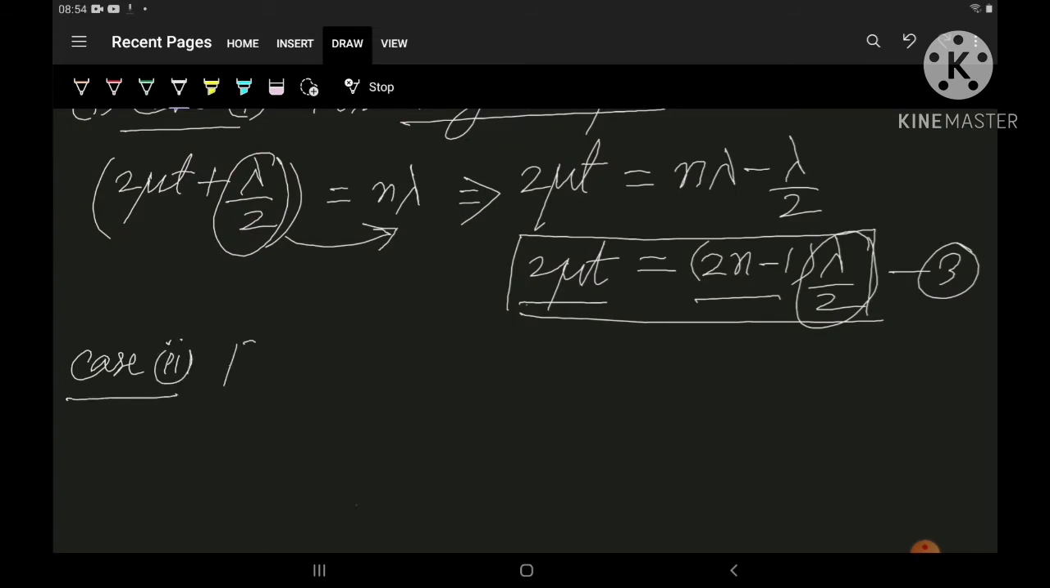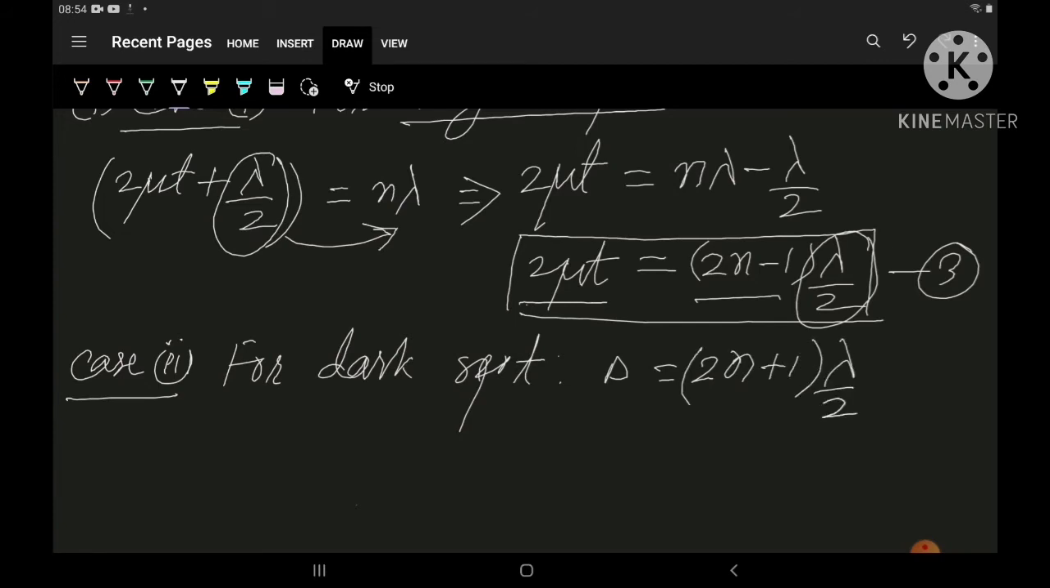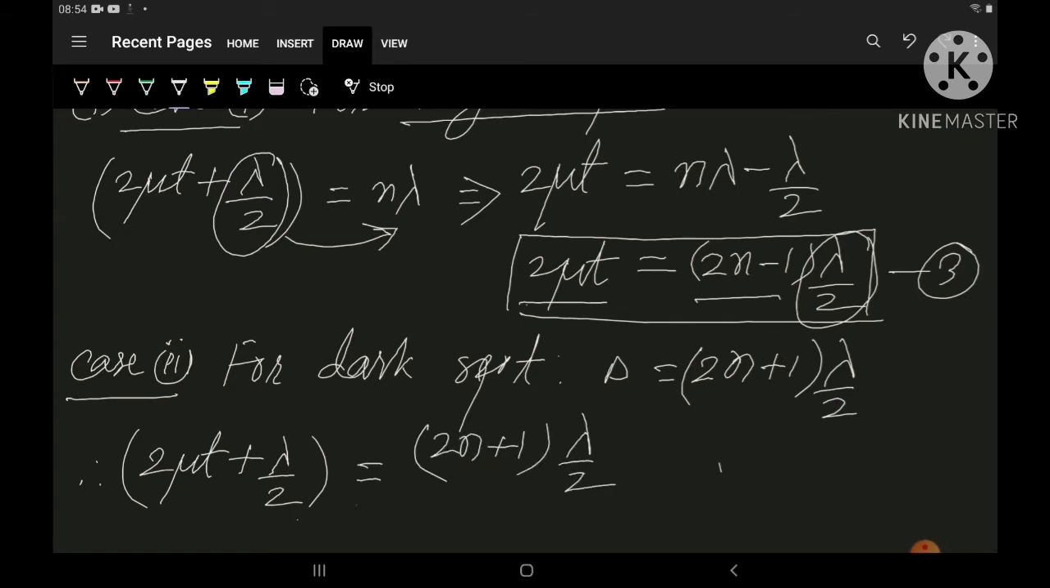For dark fringe or for dark spot. For dark spot we know the path difference delta should be equal to odd multiple of lambda by 2, means 2n plus 1 lambda by 2. Therefore our path difference 2 mu t plus lambda by 2 should be equal to 2n plus 1 lambda by 2.